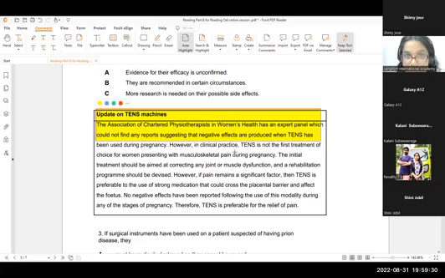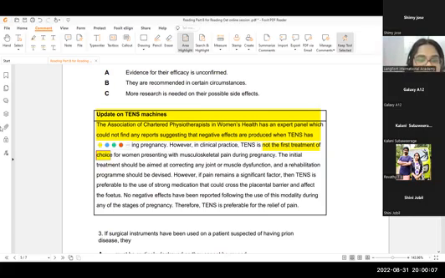However, in clinical practice, TENS is not the first treatment of choice for women presenting with musculoskeletal pain during pregnancy. So all of you take a second. First, not the first treatment of choice. What does that mean? What do you understand by that? Is it the first option? No. When something is not the first choice, we say it is not the first treatment or first choice.